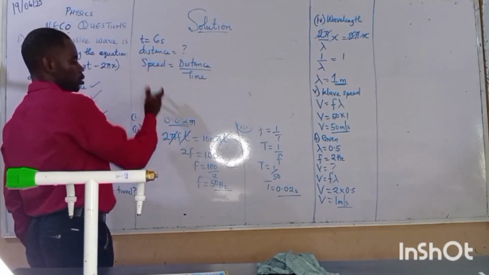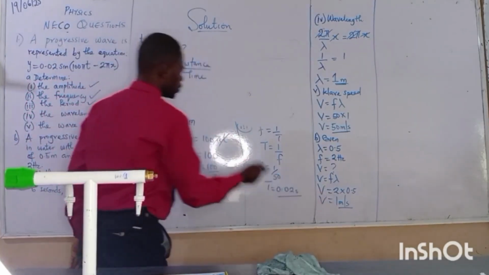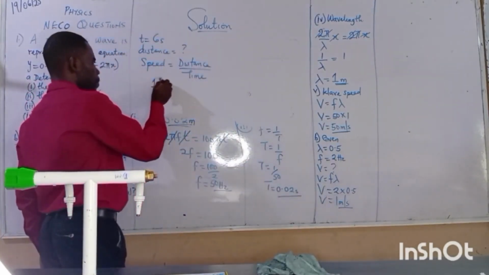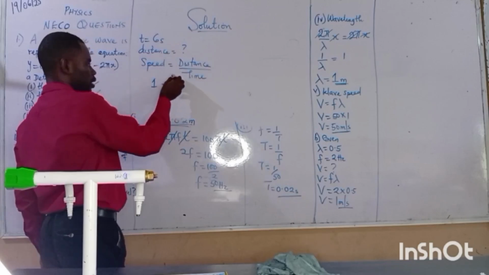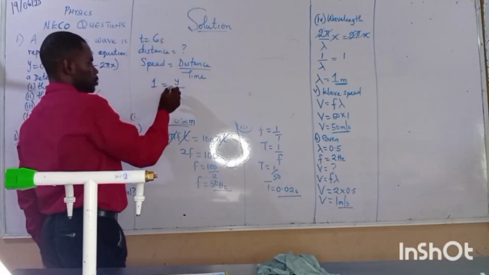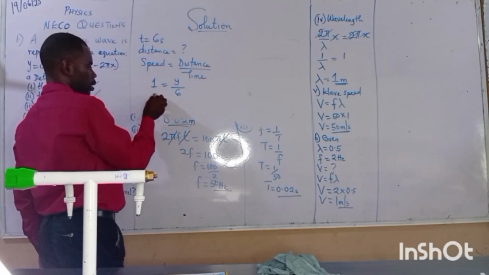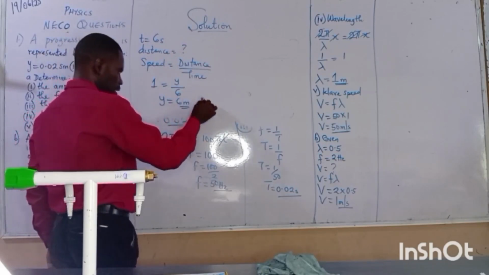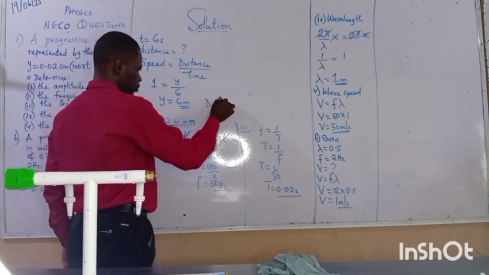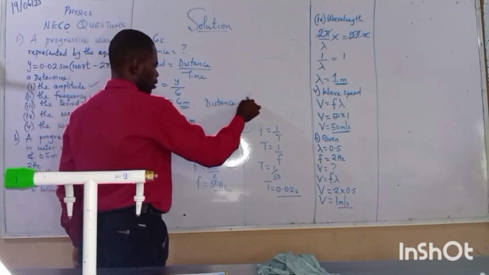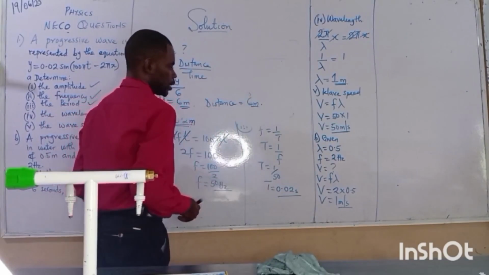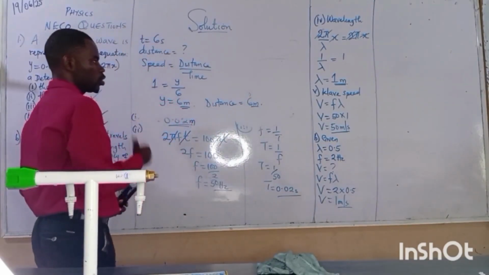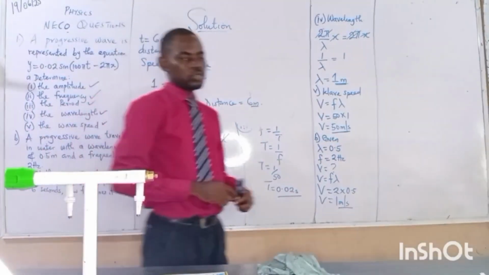If you check very well, we have already known our speed to be 1 meter per second. And the distance is what we want to find. Let's call that one y. And the time is 6. So we cross multiply, y equals 6 meters. That is, the distance is 6 meters. And that's how we finish this question, NECO 2025 analysis.